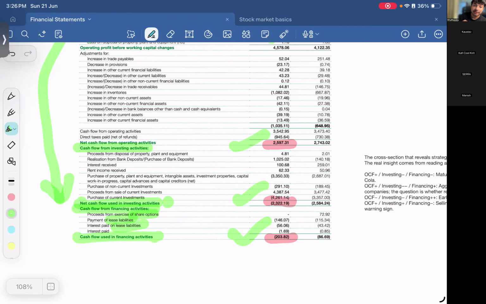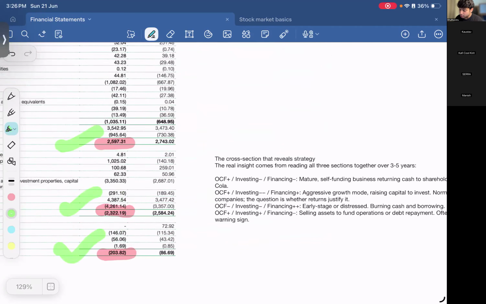What does that tell us? That tells us that money is going out as investments. Why? Because DMart is expanding. So they are investing in new plants. Somewhere they must have opened a new shop, a bigger mart, and money must have gone for that. So that is the 2,000 crore that is going. And finally, financing activities is negative 200. What does that mean? That means they're paying out money as interest to banks, which is around 200 crores.